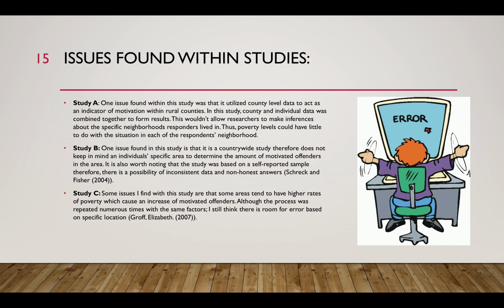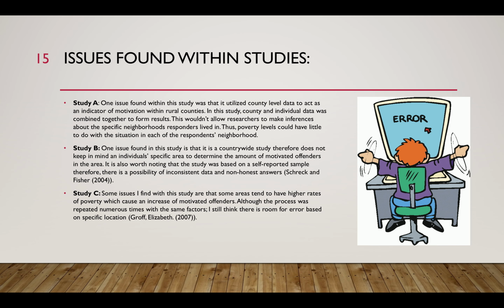Some issues found with the study. Study A was using county level data, therefore it's hard to say that poverty levels in each of the individuals' neighborhoods has to do with the crime rate.